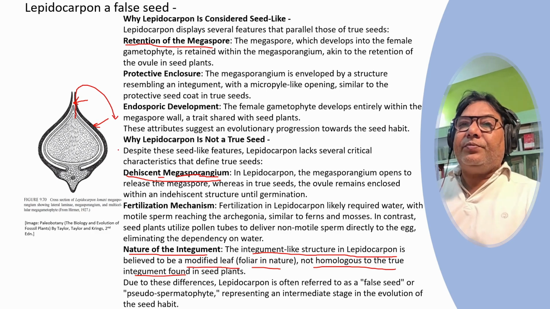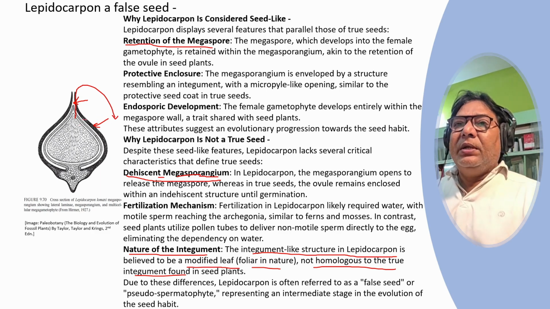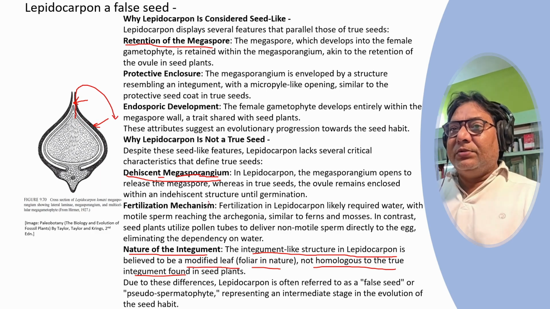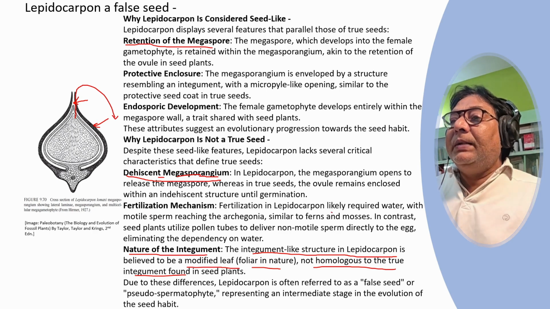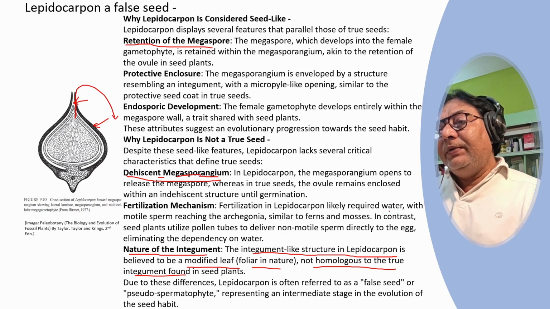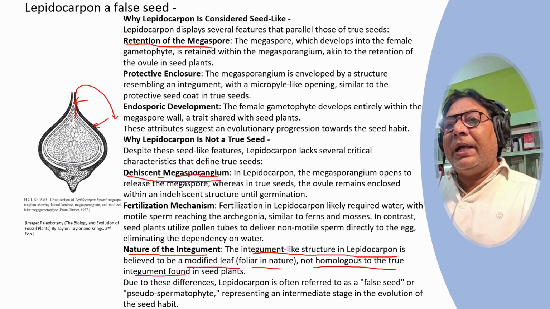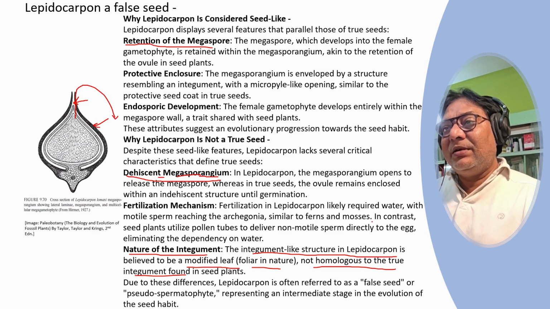But in situ or ex situ, that is the question. They are saying that it was dehiscent. That means sometimes it used to be ex situ also. The fertilization mechanism in Lepidodendron likely required water. This is the question. If it requires water, with motile sperms reaching the archegonia, similar to ferns and mosses, then in that sense it is not a seed.